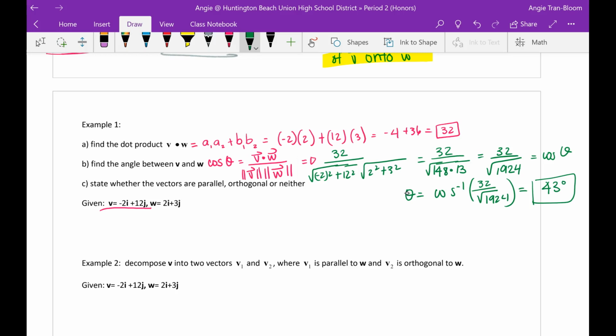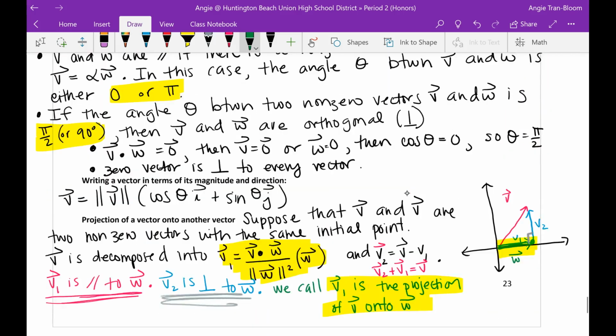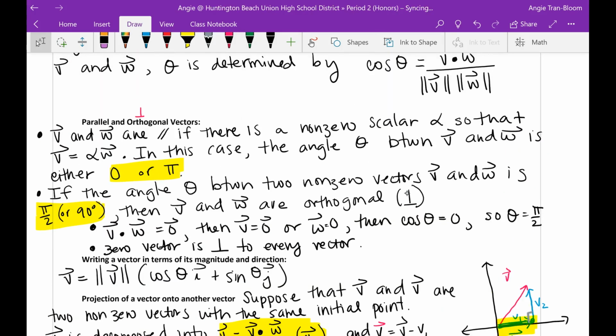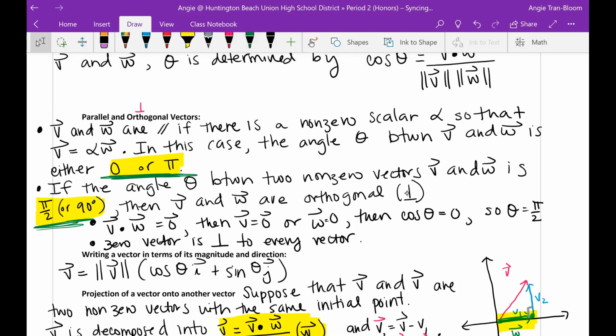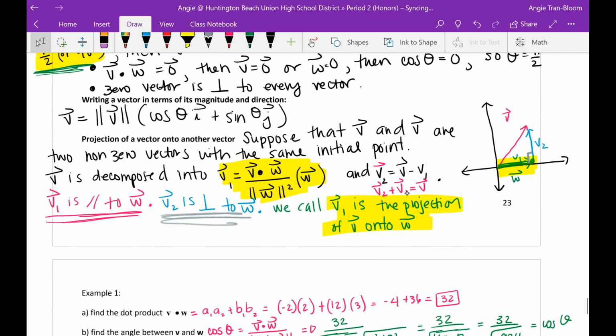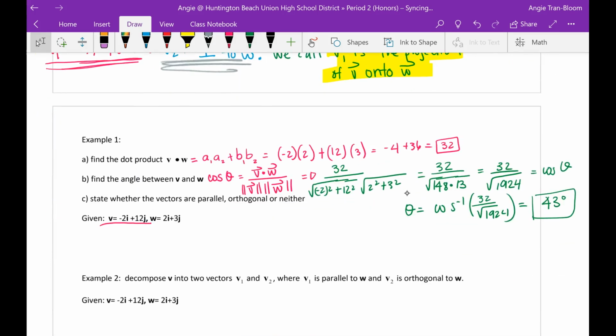C, state whether the vectors are parallel or orthogonal. To be parallel, remember we talked about this just a minute ago, the angle between the two of them has to be 0 or pi, or 0 and 180. To be perpendicular or orthogonal, the angle has to be pi over 2. So this is 43, so it's neither. Okay, so neither.